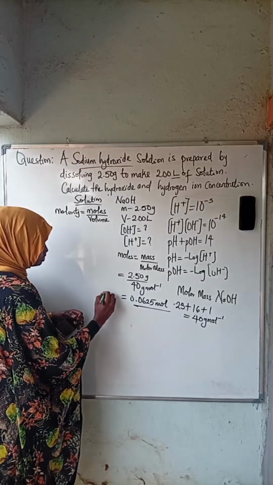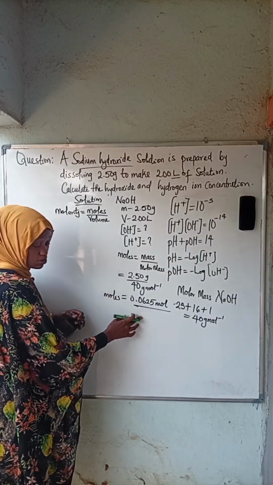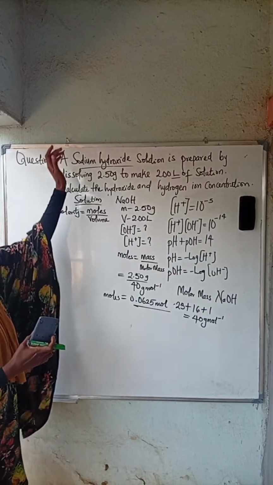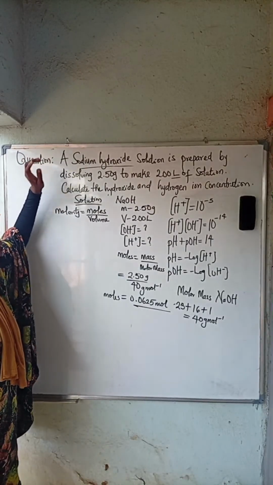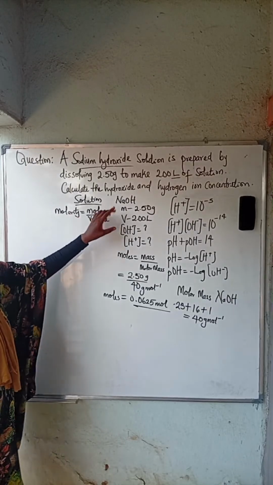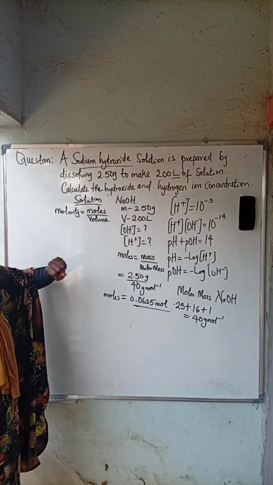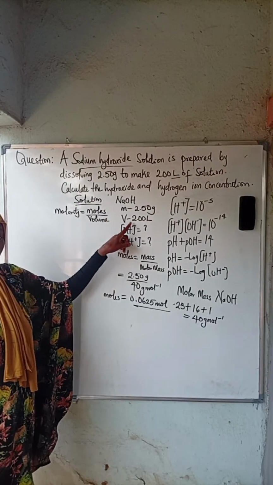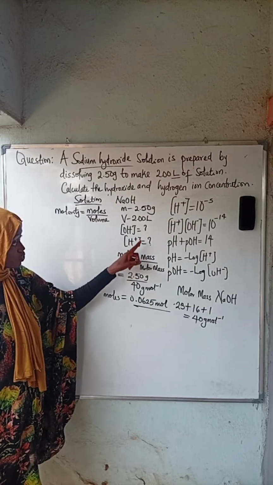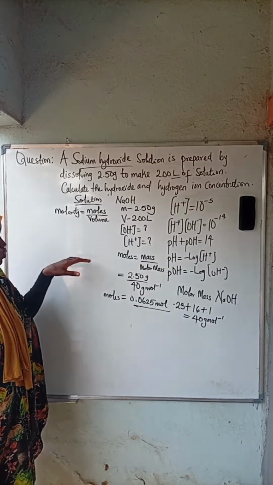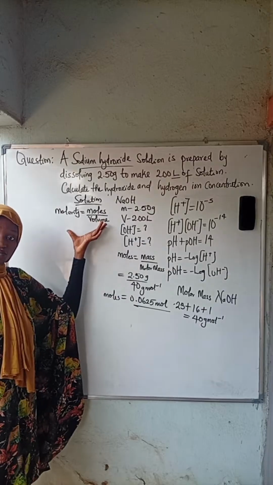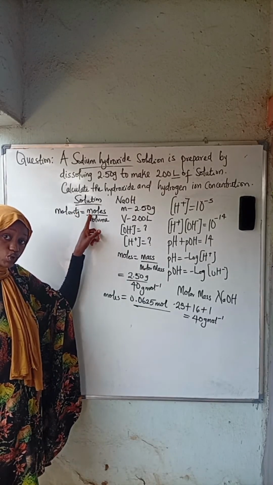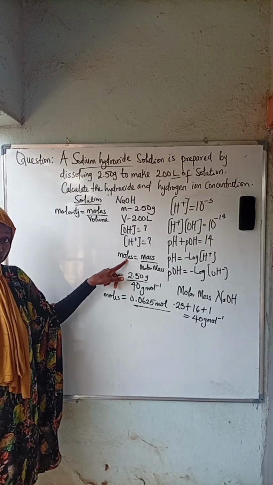So this is the value for the moles. So remember, from the beginning of the solution, what we did first was we brought out the parameters. We have the unknown values, which we have to find, which is the hydroxide ion concentration and also the hydrogen ion concentration, right? So the next thing we did was to write out the formula for molarity, which is moles divided by the volume. So we did not have the value for the moles, right? So we had to come here to get the value for the moles.